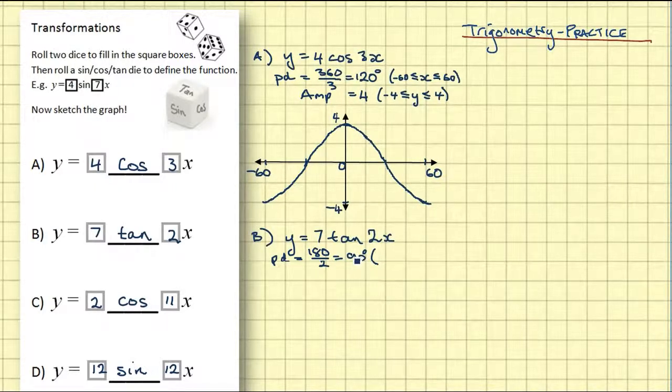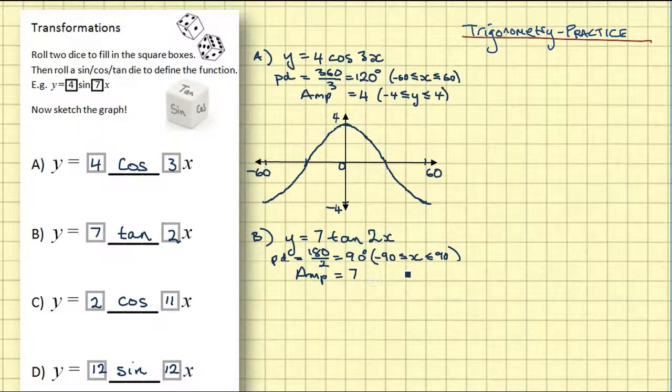Now, 90 degrees would usually split into -45 to 45, but what I like to do with the tangent function is show 2 periods. So I'm going to make it from -90 to 90, like that. Let's just write that properly. Okay, so minus 90 is less than or equal to x, which is less than or equal to 90. So that's the range for the x-axis. Now for the amplitude, well, the amplitude is going to equal 7.